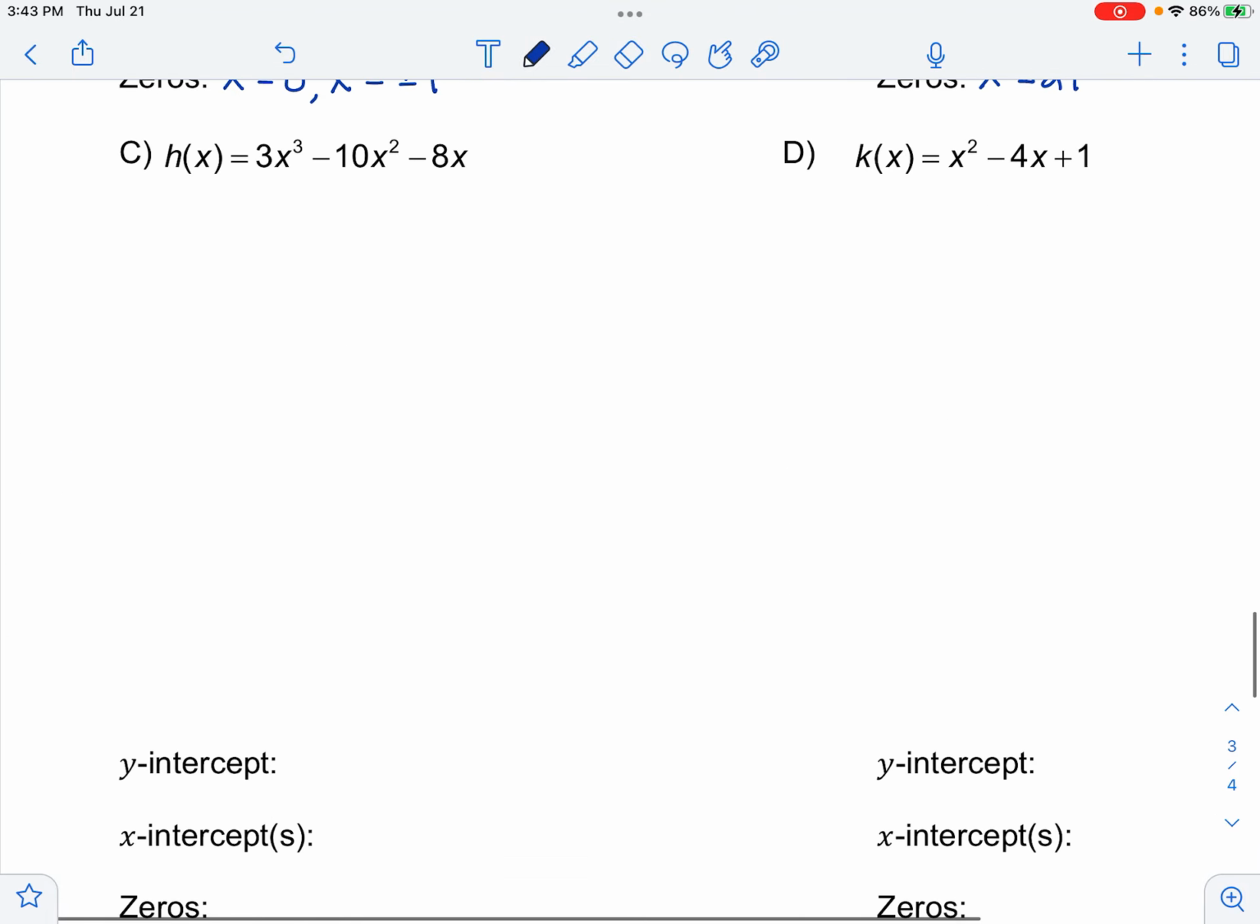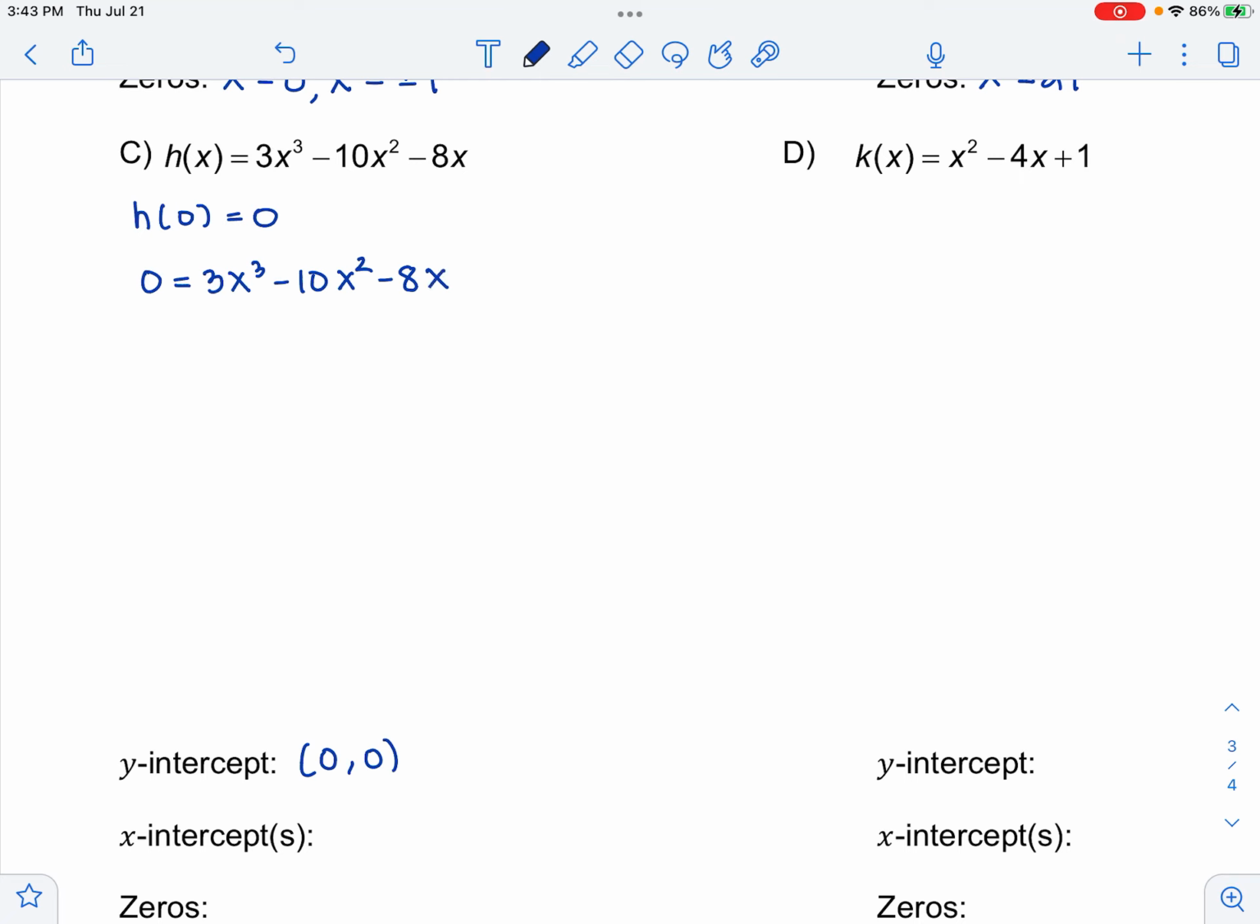All right, moving on to the next one here. Y-intercept, plug in 0 for x and see what you get for y. 3 times 0 cubed minus 10 times 0 squared minus 8 times 0 is 0. 0, 0. X-intercepts and zeros, set y equal to 0 and solve, or set h of x equal to 0 and solve. Can't cube root because there's an x and an x squared. So I'm going to try to factor it. Is there a GCF? Yes. They all have an x in common.